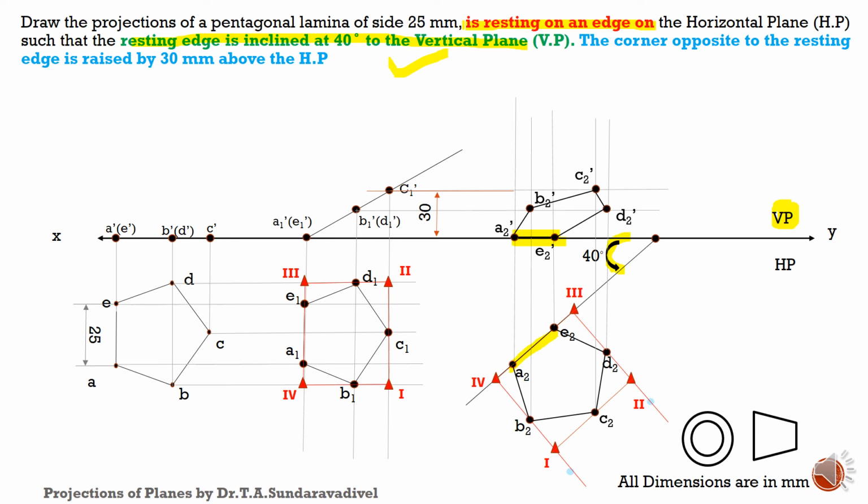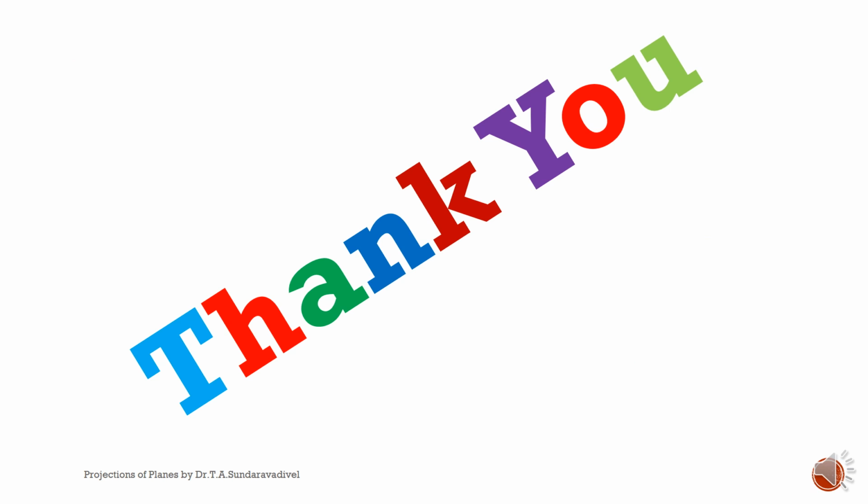Then the third condition, the corner opposite to the resting edge is raised by 30 mm above HP. So this is the corner opposite to the resting edge. It is raised by 30 mm above HP. We can see that here: that point C is raised by 30 mm above HP. So all three conditions are satisfied. Thank you.